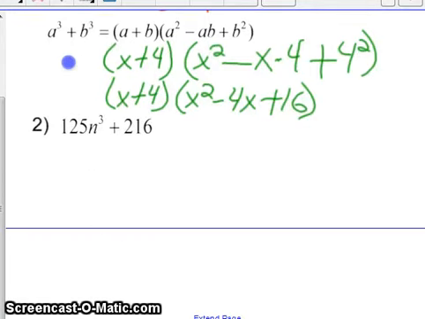So here's my next one. We are looking for the cubic root of 125 n cubed.